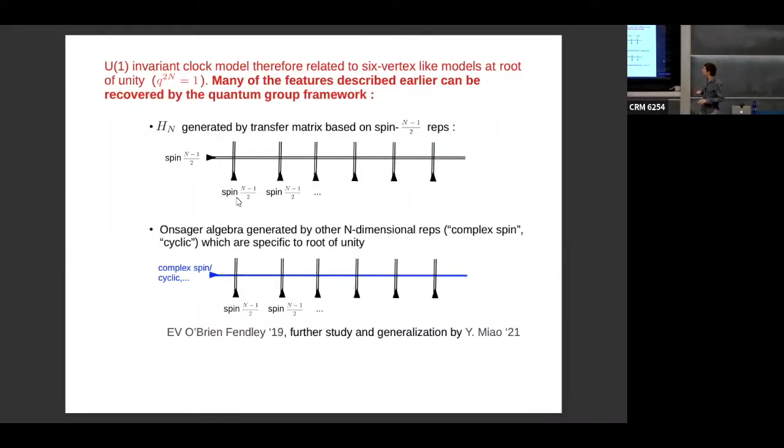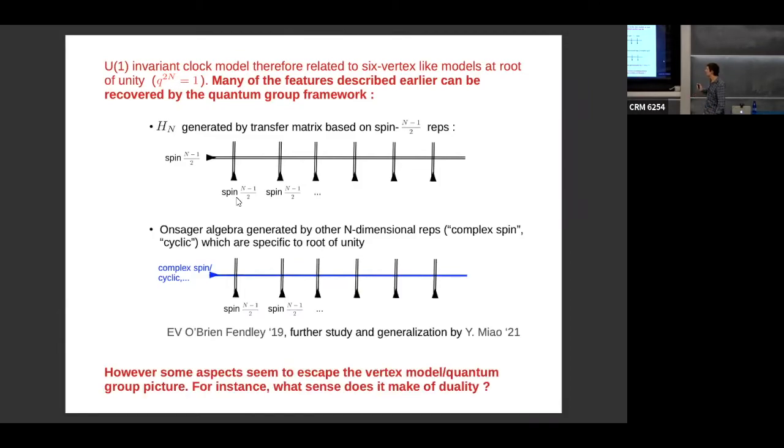Okay, we might stop there, but my point is that there are some aspects, and I think some really important aspects, which escape the vertex model quantum group picture. I cannot go really into the details, but when you do calculations, you find that there are a lot of relations which you see in terms of the Onsager algebra which are not natural in the vertex model. A blatant example is duality.